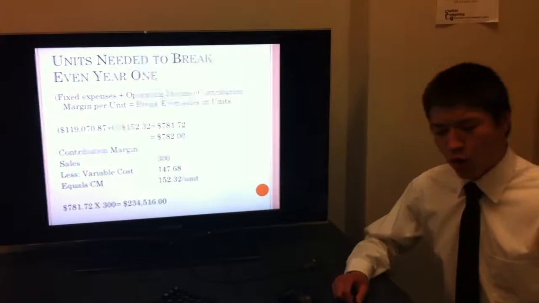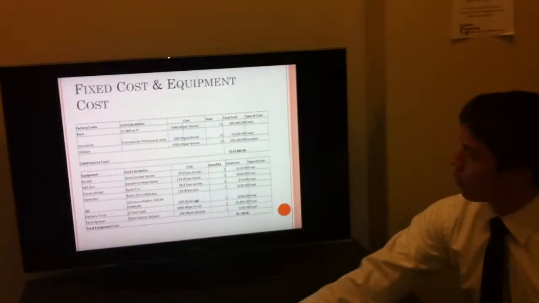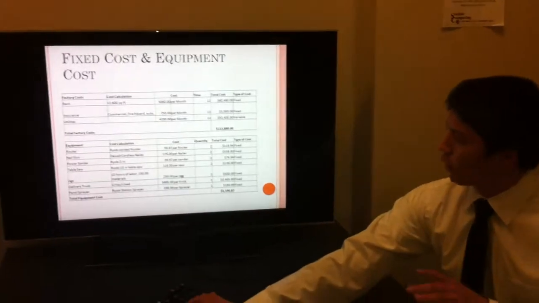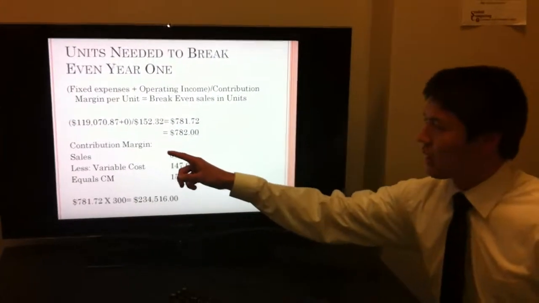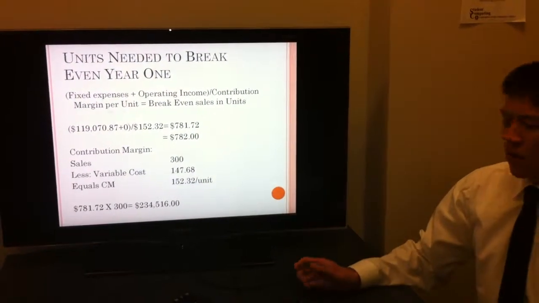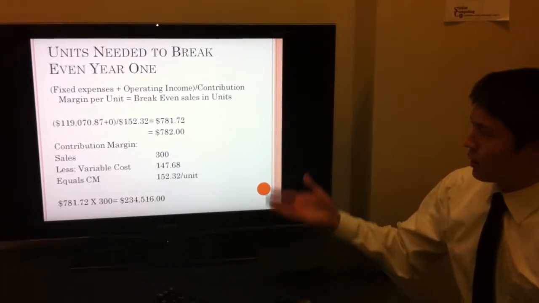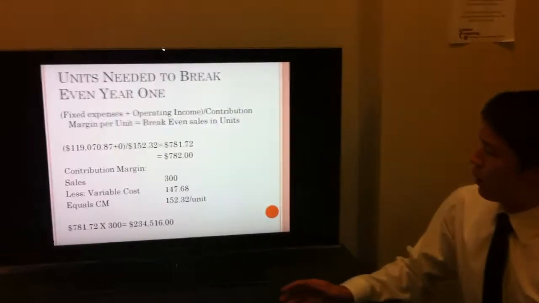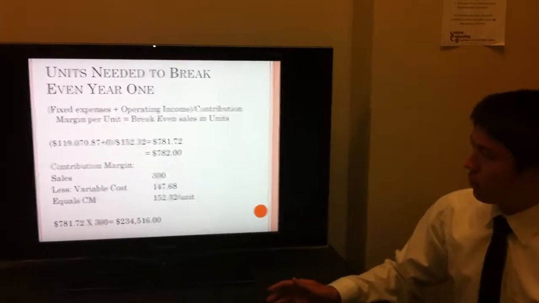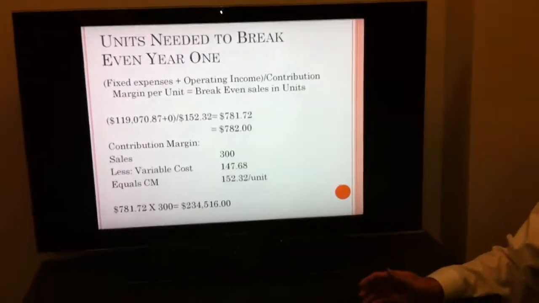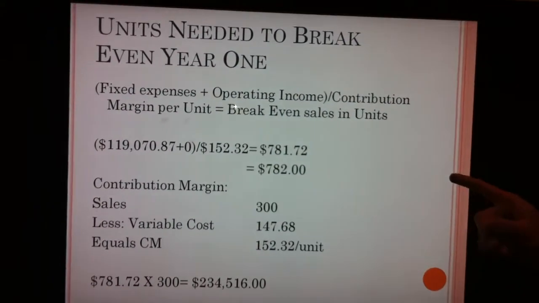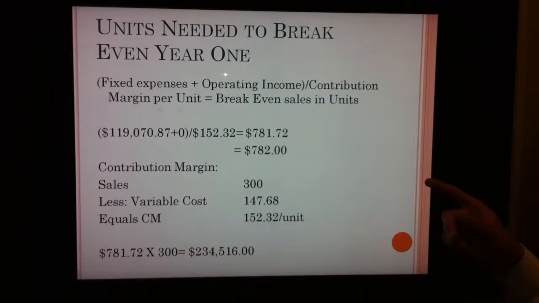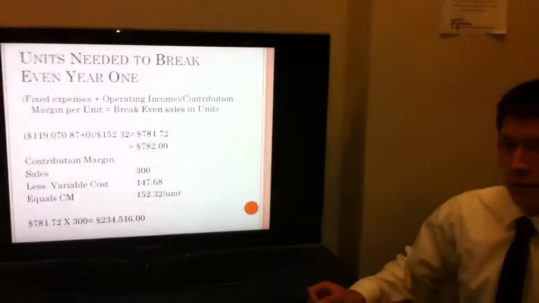First, we took our amounts for our equipment and our labor, our equipment and our factory costs, and that brought us to $119,070.87. Then, since we're getting the break-even, we add that to 0, which would be our operating income, and we divided that by our contribution margin, which is $150.32, which gave us a break-even amount of 781.72 units, and you round that up to 782 units, not dollars.